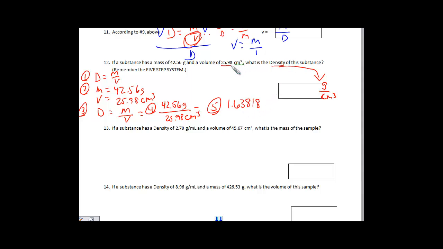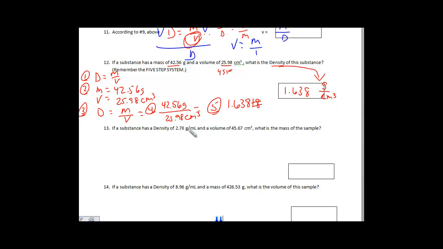Well, you have 4 significant figures, so your answer has to be in 4 significant figures. Okay, 1638, that's a 1, so you're going to drop it. Okay, so it'll be 1.638 grams per cubic centimeter.